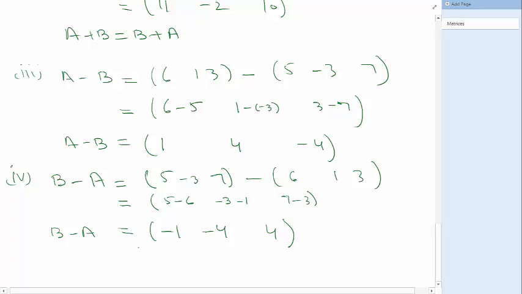Alright, so this is all about addition and subtraction of two matrices, or you can say two or more than two matrices. And in the next lecture we are going to talk about the multiplication of a matrix by a scalar, or multiplication of two matrices.